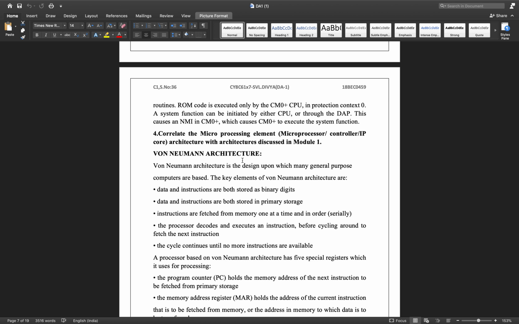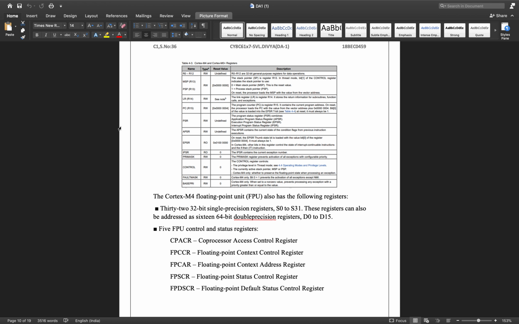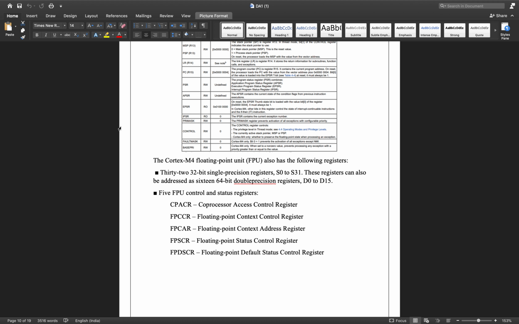And coming to the fifth question, which is the organization of registers in the microcontroller. Both CPUs have 16 and 32-bit registers. In those 32-bit registers, R0 to R12 are used as general purpose registers, R13 is the stack pointer, R14 is used as a link register, and R15 is used as a program counter. The FPU, which is implemented by the Cortex M4 CPU, has 32-bit single precision registers from S0 to S31, and these registers can also be addressed as 64-bit double precision registers from D0 to D15.